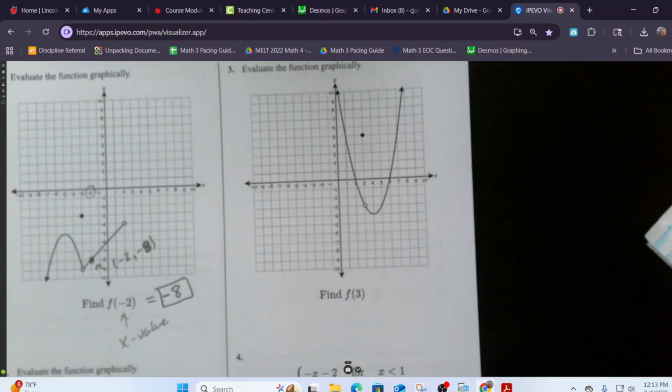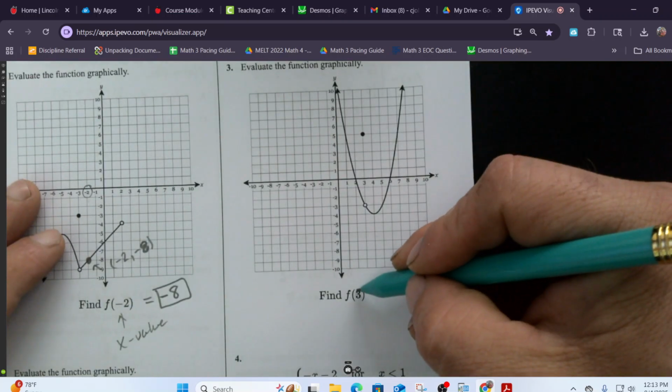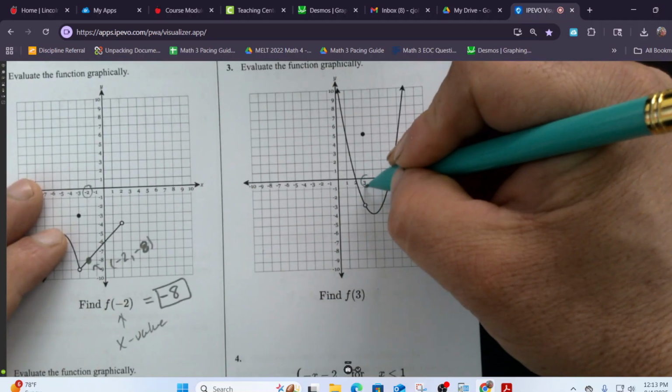Okay, looking at the next one, we're doing the same thing. Now, I want to try this one because find this number on the x-axis.